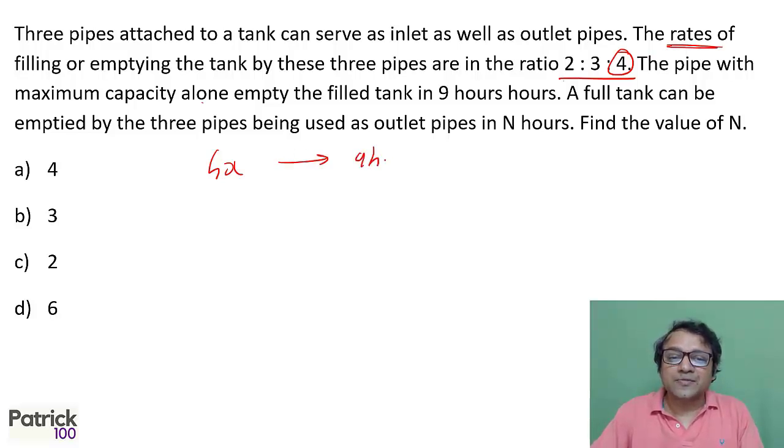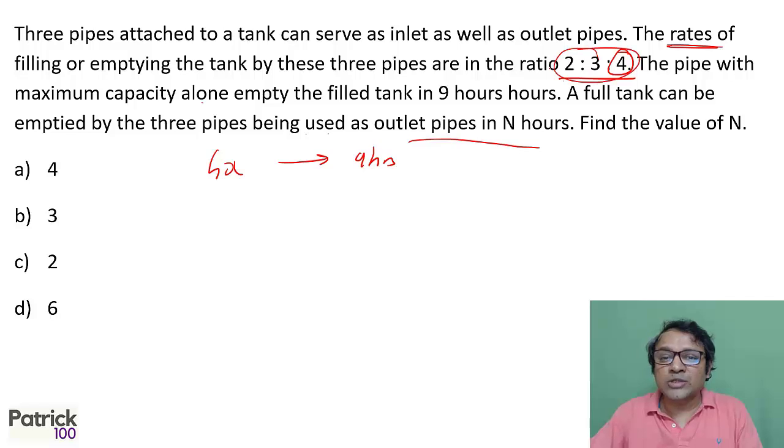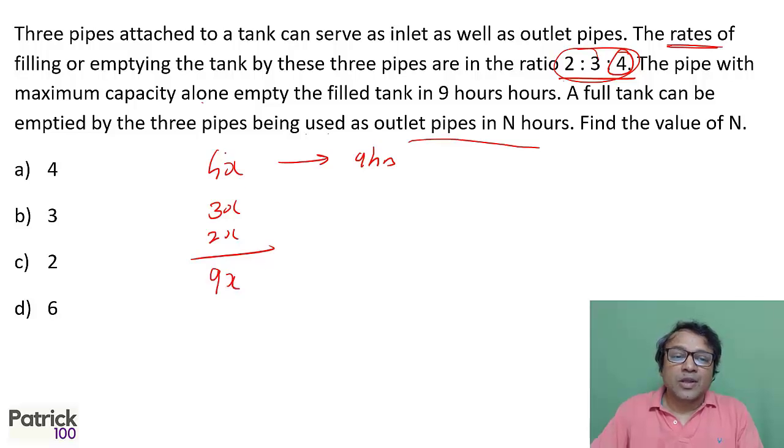That takes 9 hours. A full tank can be emptied by the 3 pipes being used as outlet pipes. So all the 3 pipes are being used as outlet pipes. So the capacity will be 4x, 3x and 2x, so total capacity will be 9x. If with a flow of 4x it takes 9 hours, let's say 4x per hour, so the total amount of water is 36x.